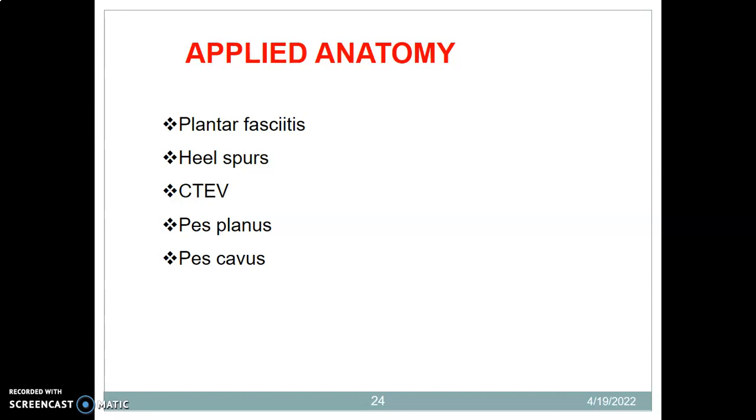Then the heel spurs. What exactly are heel spurs? So when you have bony protrusion on the lower aspect of the foot, sorry, so the calcaneum, that gives you a heel spur, and it's usually associated with plantar fasciitis, which is inflammation of the plantar fascia. So what usually causes this heel spur? When calcium deposits under the surface of the heel bone, okay, and it occurs over a period of time.